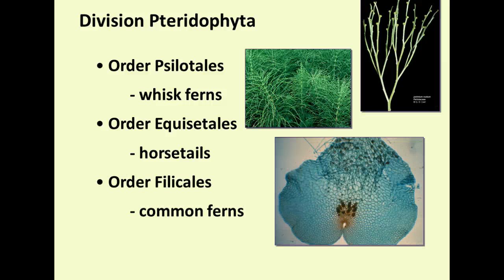So what we're looking at here is a fern gametophyte. And this fern gametophyte actually has archegonia and antheridia.